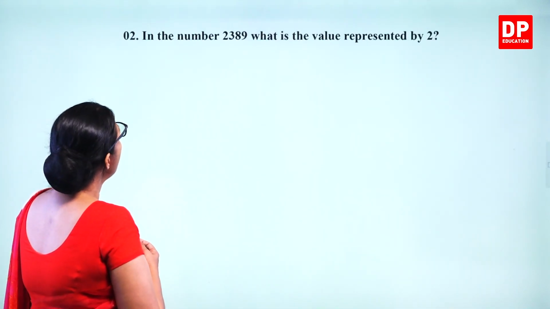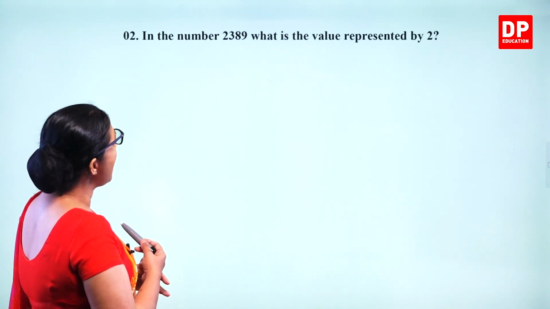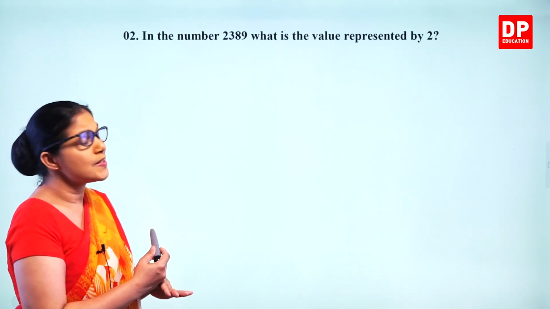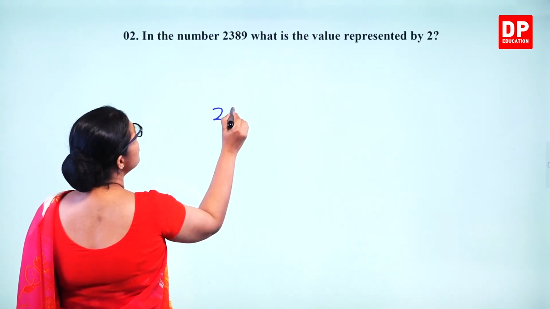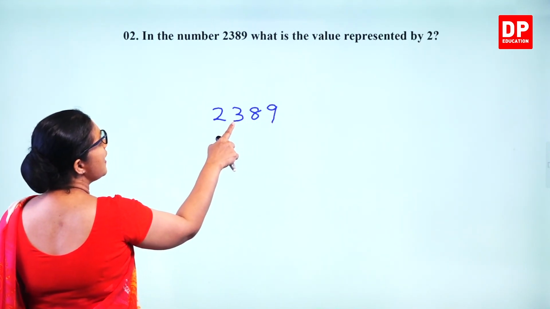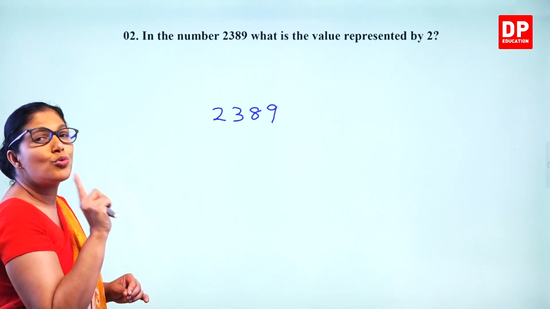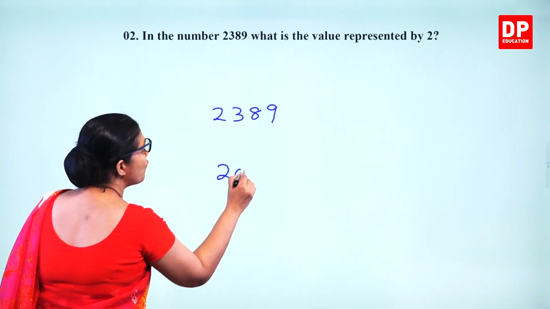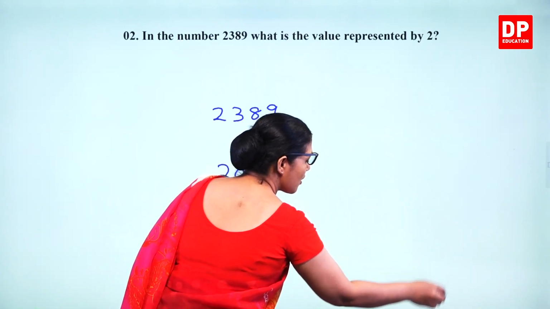Question number 2. In the number 2389, what is the value represented by 2? 2 is in the thousands place. So units place, tens place, hundreds place and thousands place. So what is 2? 2000. The value of 2 means 2000. 2 marks.